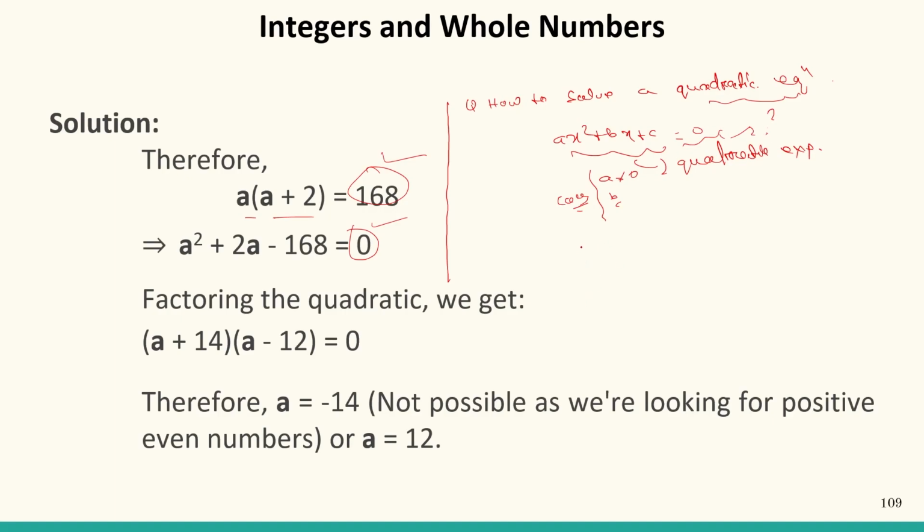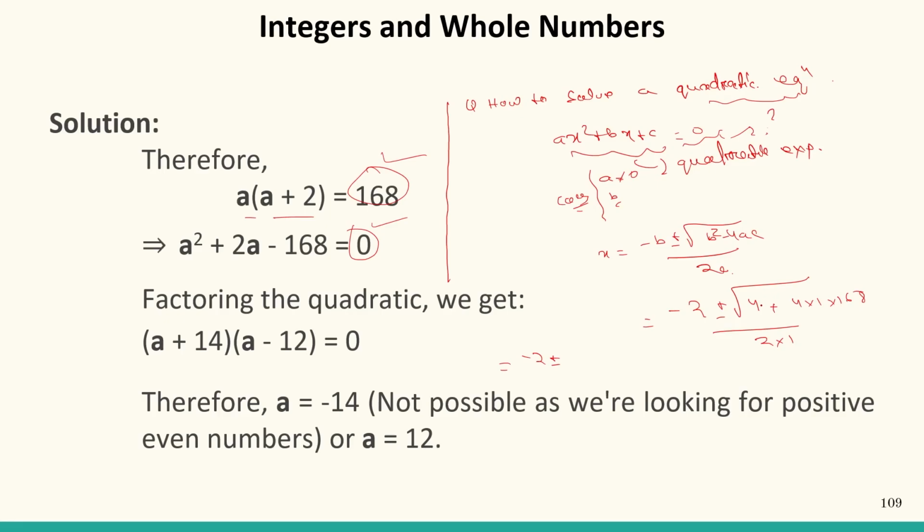How to solve it? We have a formula, that is the Sridharacharya formula. If this kind of equation is there, x is equal to minus b plus or minus root over of b square minus 4ac, whole by 2a. In this case, minus b is equal to minus 2 plus or minus root over of b square, that is 4, minus 4 into a, that is 1, into c, that is minus 168. So it will be plus 168, whole by 2 into a, that is 1. So the answer will be minus 2 plus or minus.